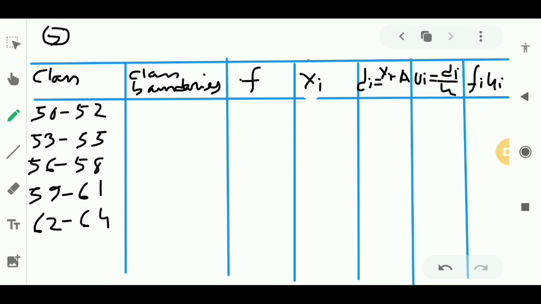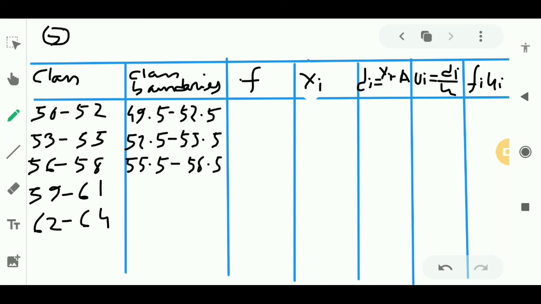So 50 to 52 is given. What we will do is, from the lower limit we subtract 0.5, and to the upper limit we add 0.5. So this one will become 49.5, and this one 52.5. Lower limit again minus 0.5 from 53 gives 52.5, and this one is 55.5. Again 55.5, then 58.5, then 58.5, 61.5, then 61.5, 64.5. So now it is becoming overlapping data.